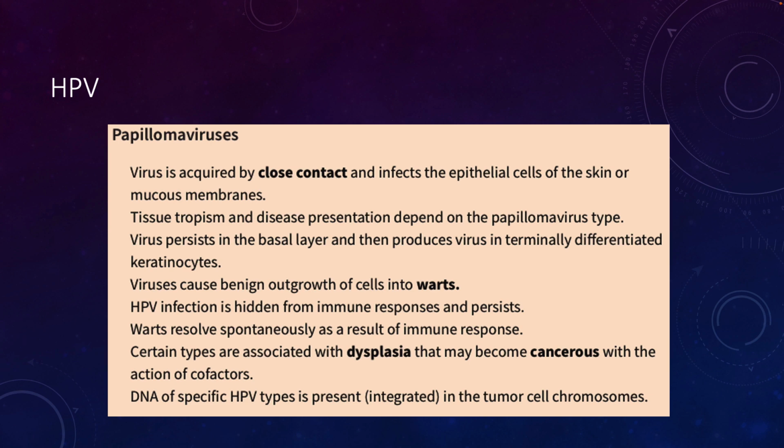The virus is able to hide from the immune system, which is why it can persist for a very long period of time. Eventually, if you ever have had a wart, if you haven't had it treated, you'll notice that eventually it does go away, or you can have it treated. But certain types, specifically some of the mucosal types, strains 16 and 18, HPV 16 and HPV 18, are associated with what's called dysplasia, or cells that begin to look different that may become cancerous. And when you do have that tumor cell formation, you can actually detect the genome of HPV integrated into the host cell chromosomes.